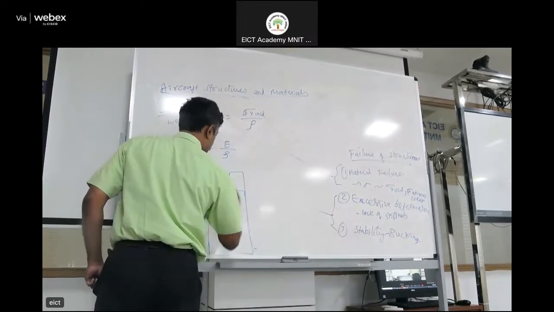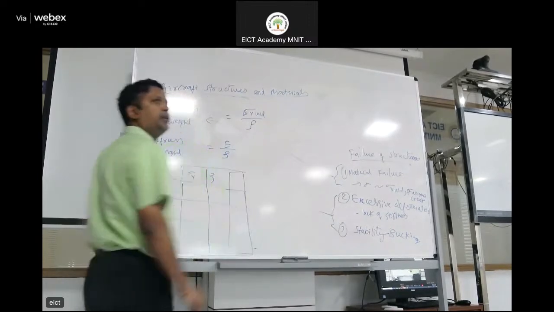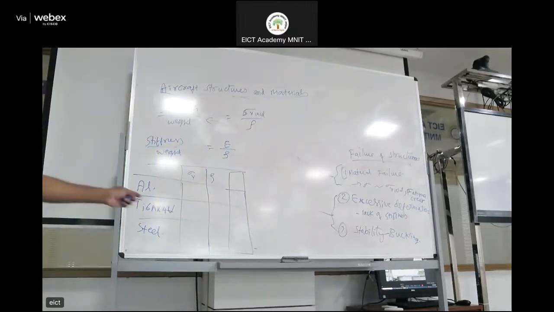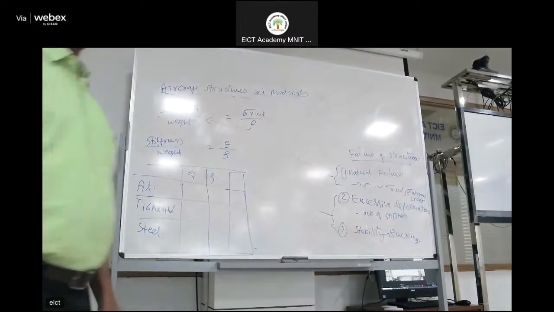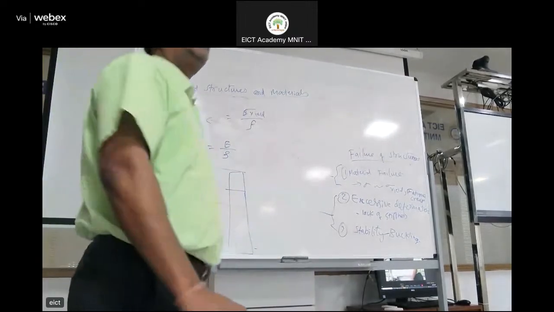Let's use consistent units, right? Sigma yield in terms of what we call megapascals, and density in kg per meter cube, and so on. So aluminum, what is the yield strength of aluminum?